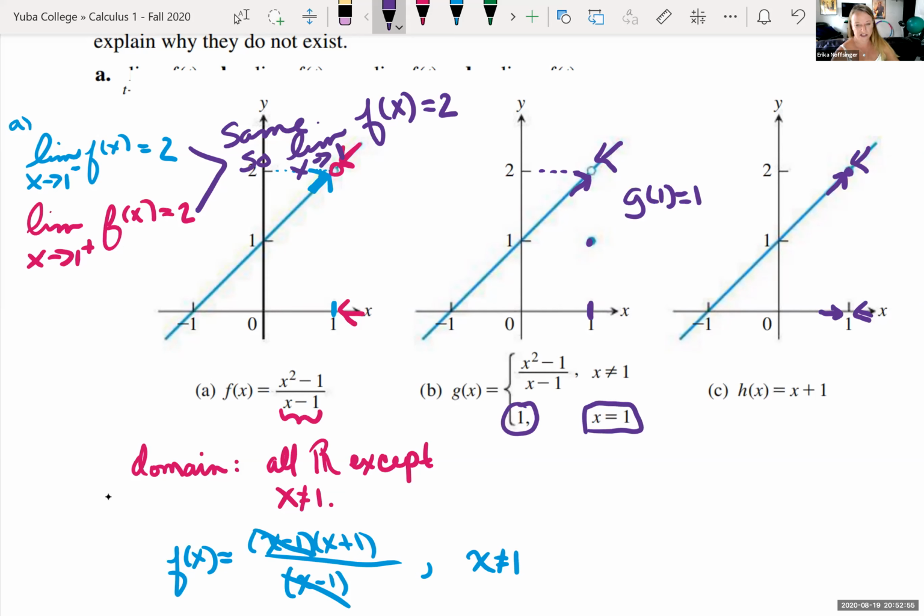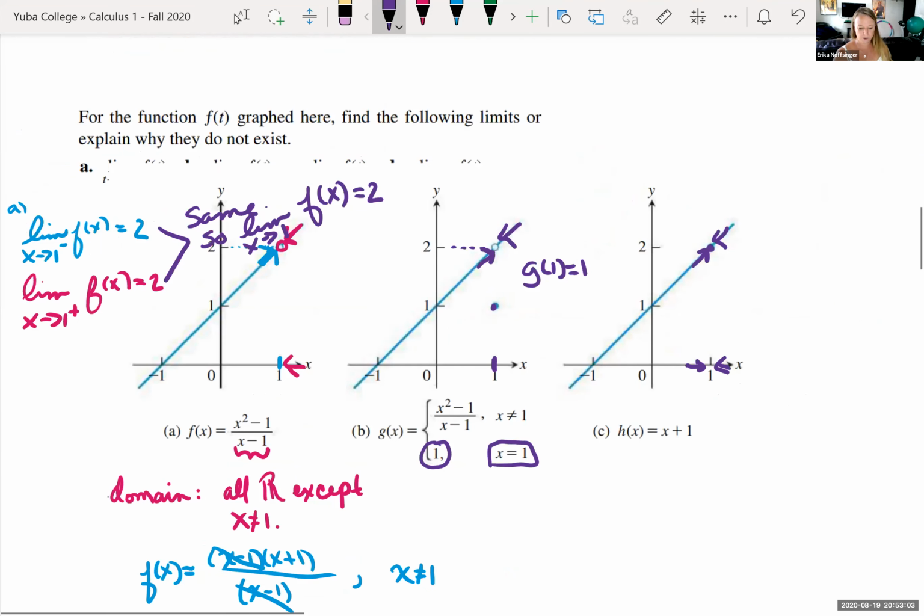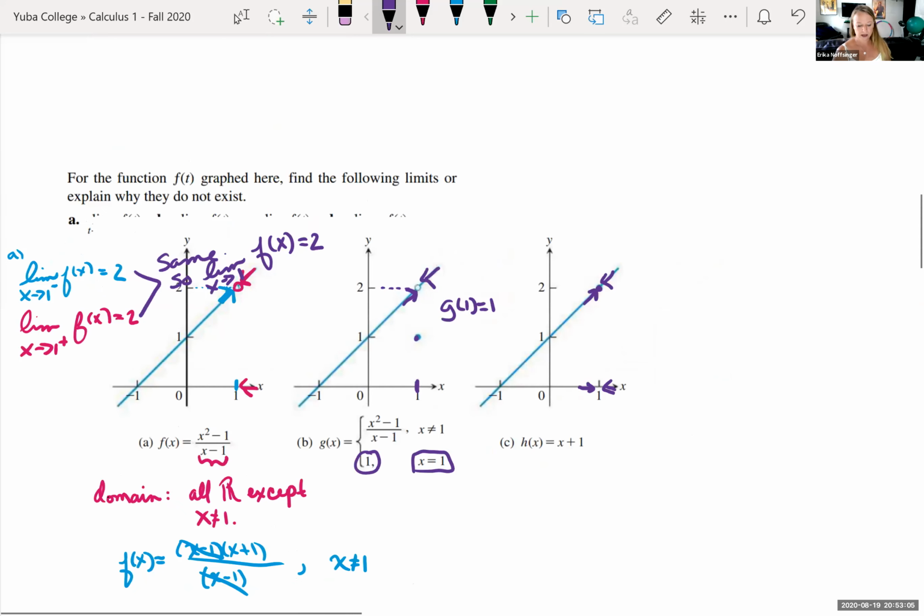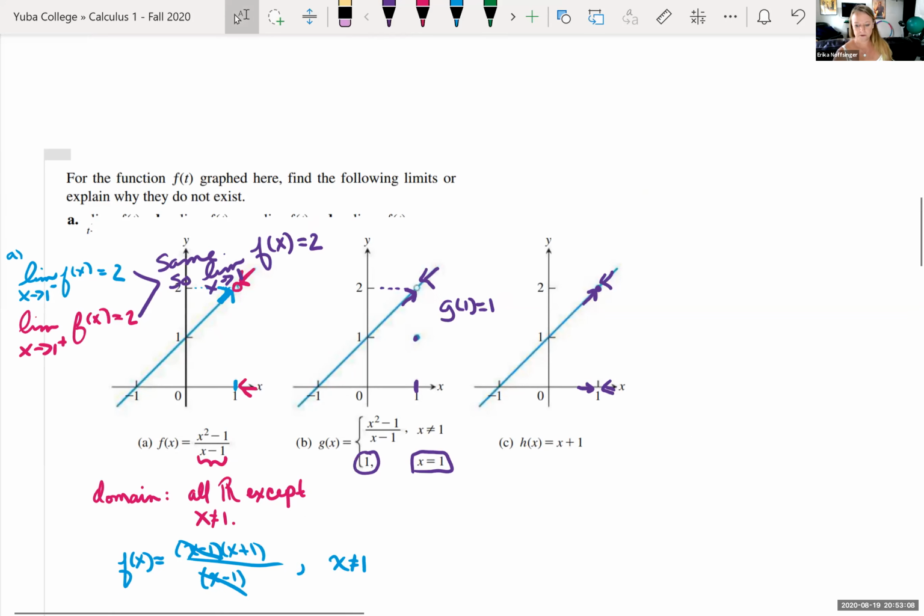Okay, so there is a really quick introduction to limits and what they mean geometrically. And so we'll get into some examples of these tomorrow.